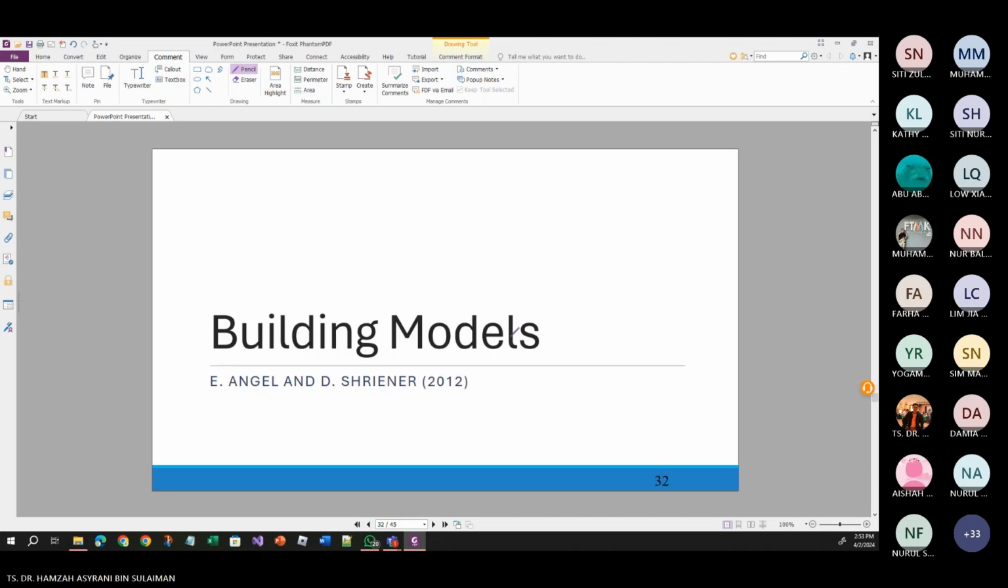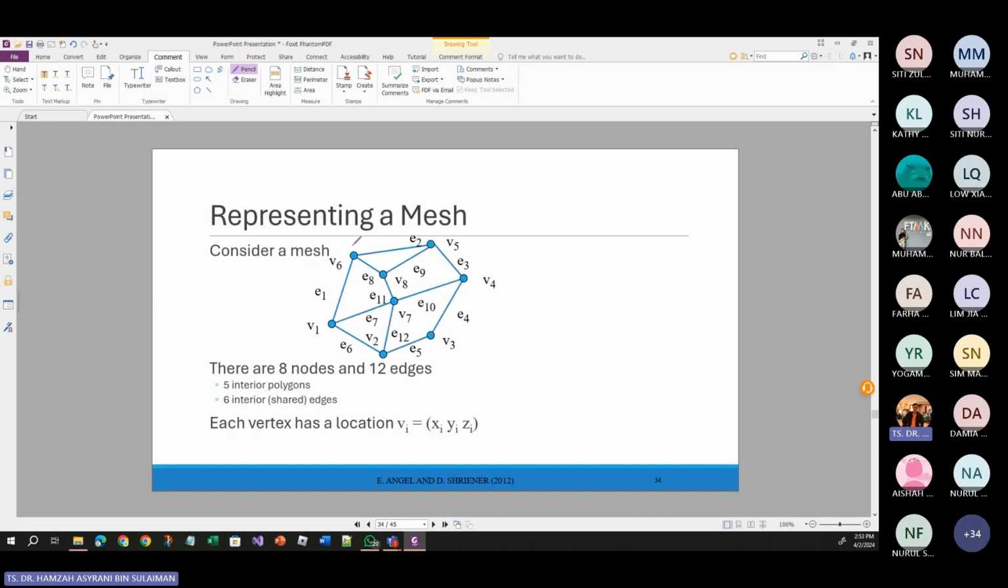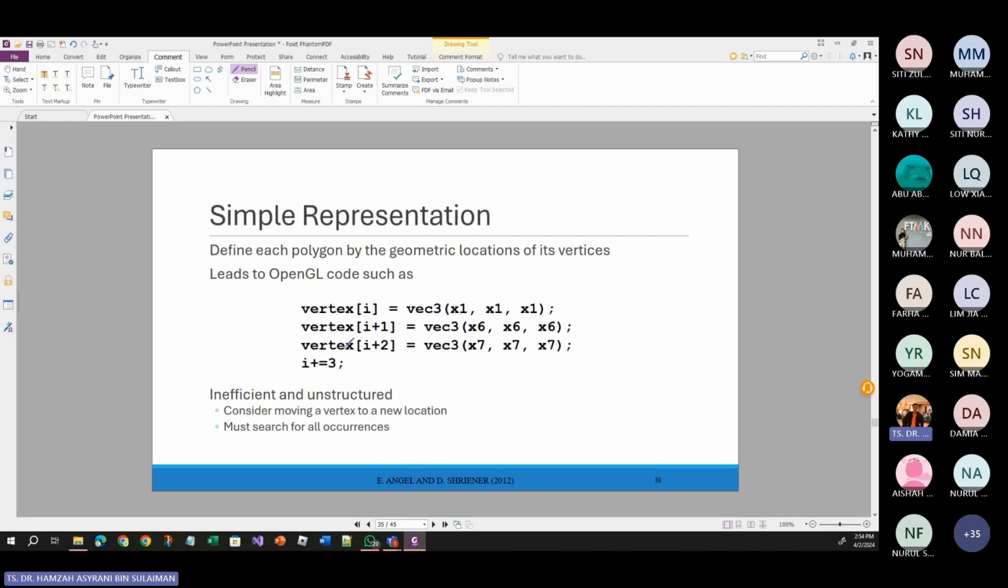Okay, coding models. So, ni saya cakap tadi ada titik-titik, consider a cube: titik, vertex, vertices lah. And then ada edges. Okay, kita ada 8 nodes and 12 edges. Nodes ni apa? Node ni sama lah, titik, point juga. Nodes, vertices, points, the same thing. So, each vertex ni ada location dia. Mesti ada X, Y, Z. Okay. So, kita akan define each of the vertex tu.